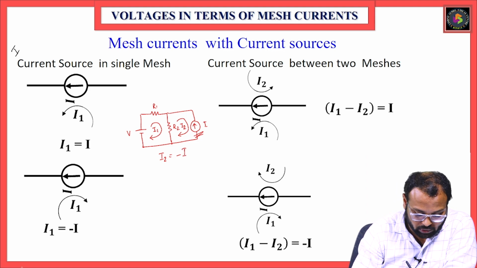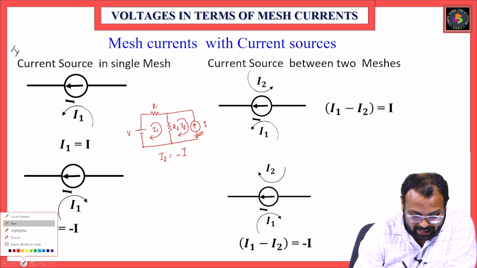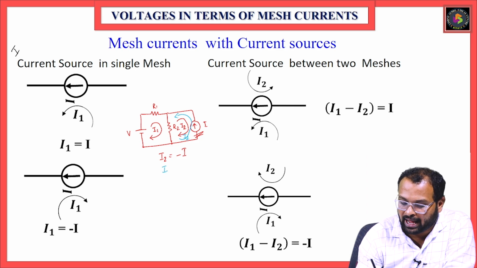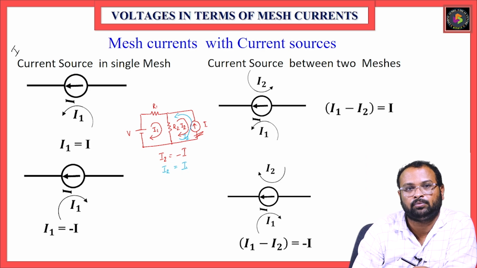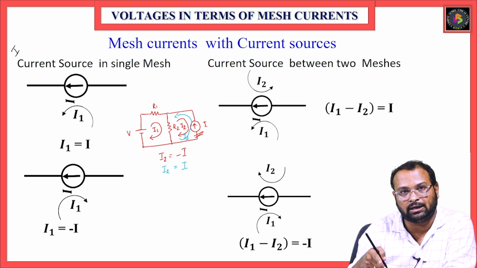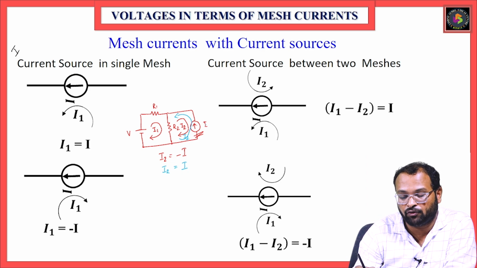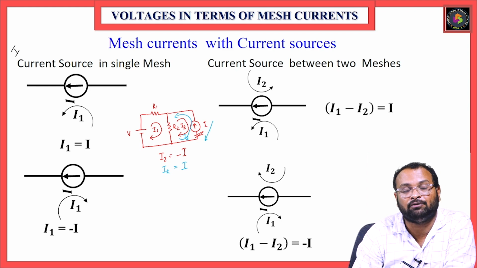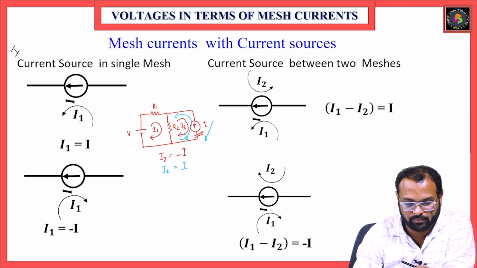As I already told you, instead of the clockwise direction I can take the anti-clockwise direction also. If I consider my I2 in the anti-clockwise direction, then I2 will become plus I. So the direction you take is also important. But one thing to observe: if one current source is available in the mesh, we need not calculate that mesh current, we get the value directly.